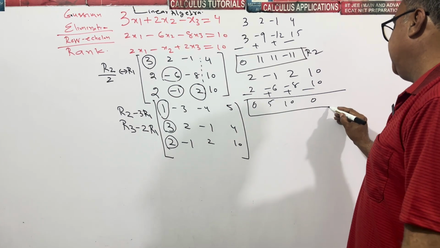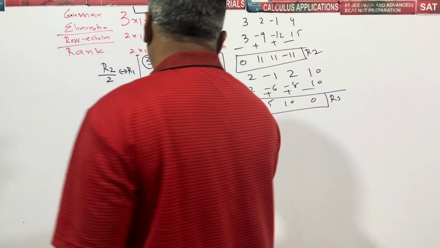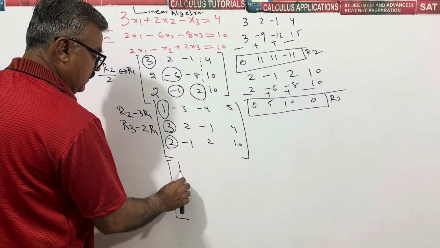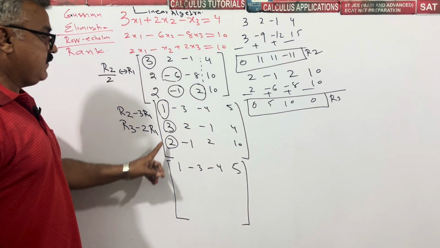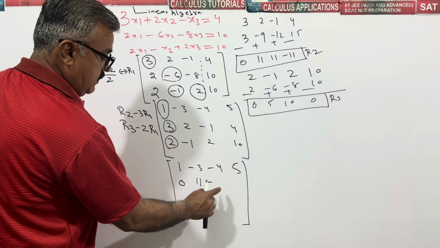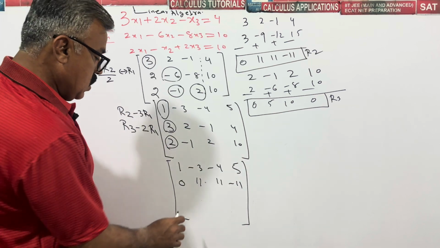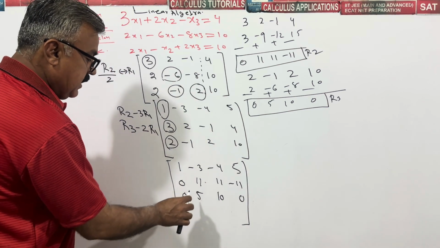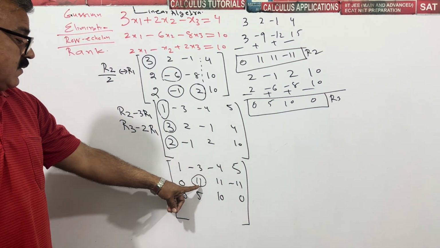I have to write this in R3 instead of R3. No change, no transition in R1. Write R1 the same: 1, minus 3, minus 4 and 5. Instead of R2, we have to write 11, positive 11, minus 11. What about R3? 5, 10 and 0. Now for the second row, second column entry, we need 1 here.